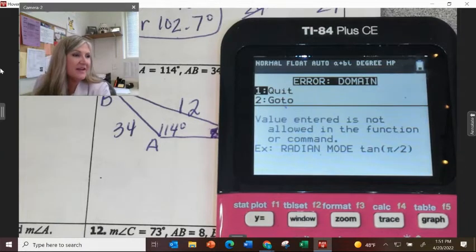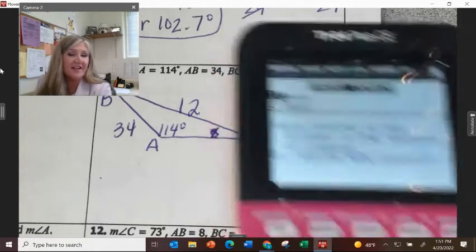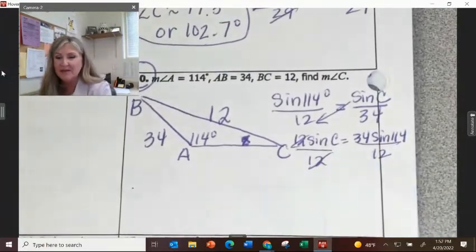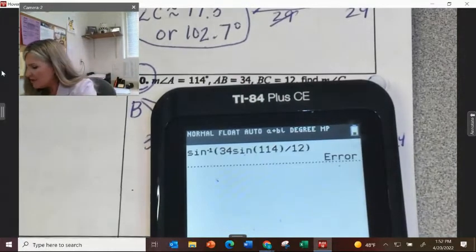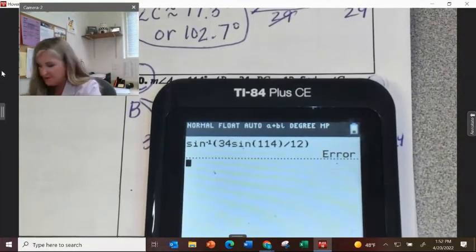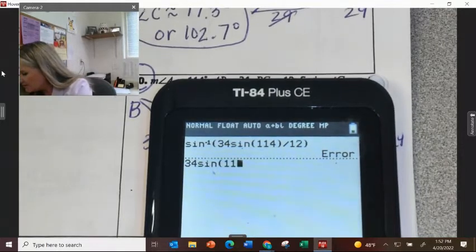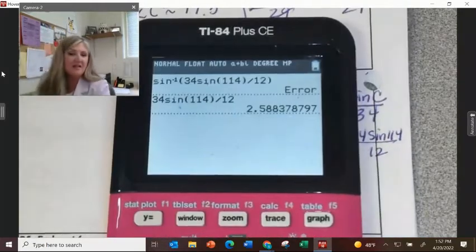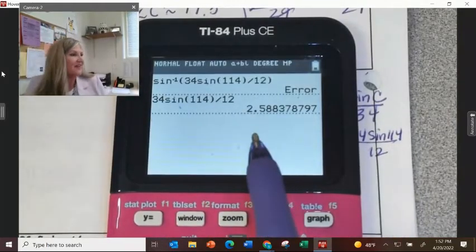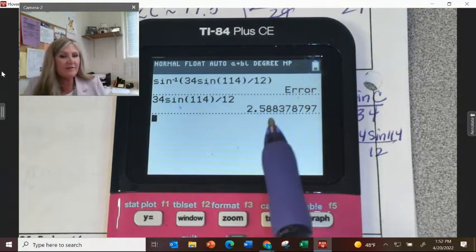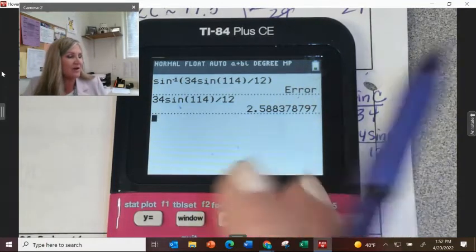Did you guys get this right here? Error? Okay, everybody got error. You should get error. What that's saying is that this problem can't be done. Here's the reason why. Let me just show you what 34 sine 114 divided by 12 is. Look what that answer is. What did we say that the values of sine must be in between? Negative 1 and 1. Is that in between negative 1 and 1?